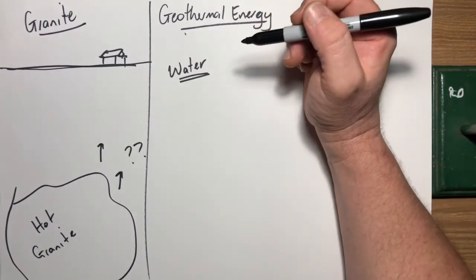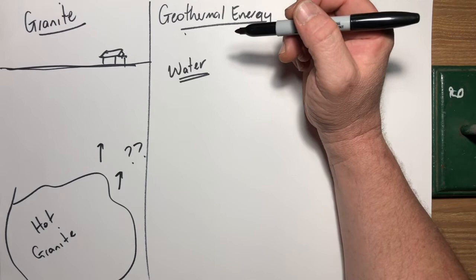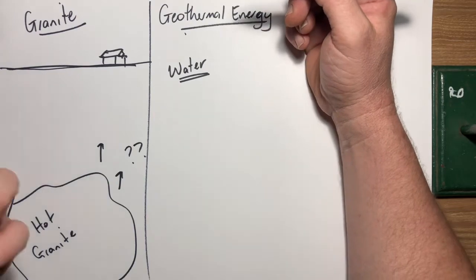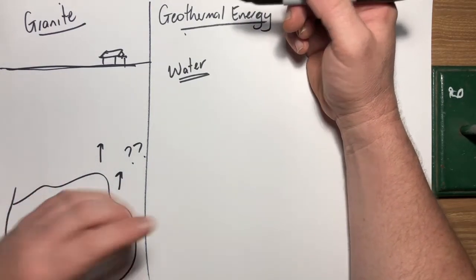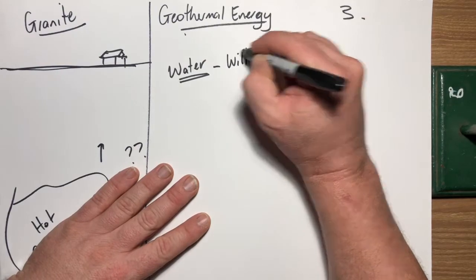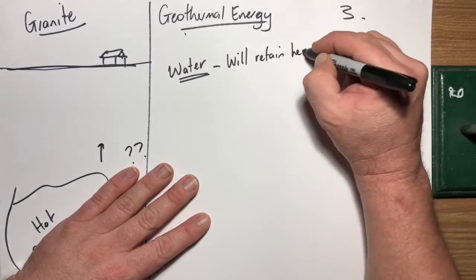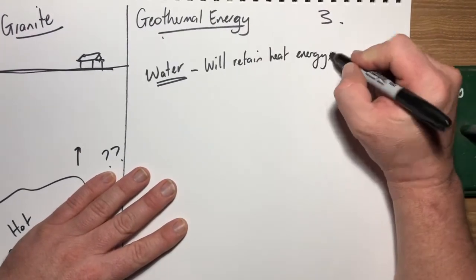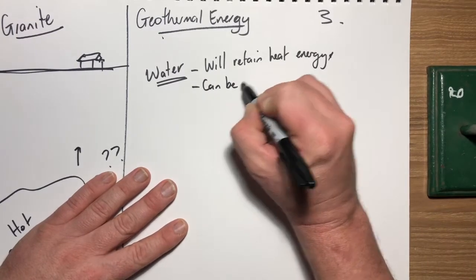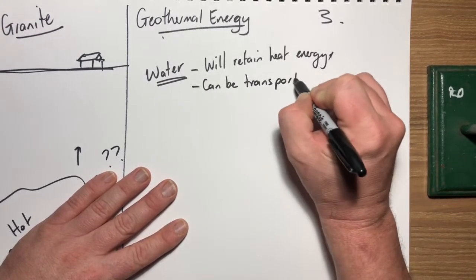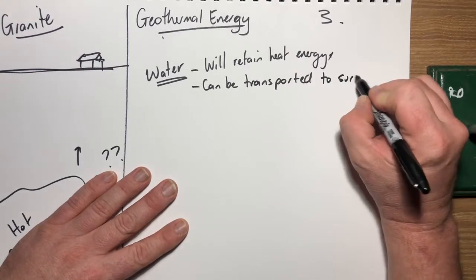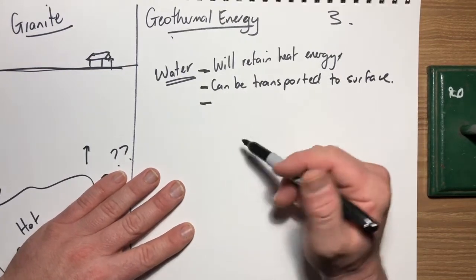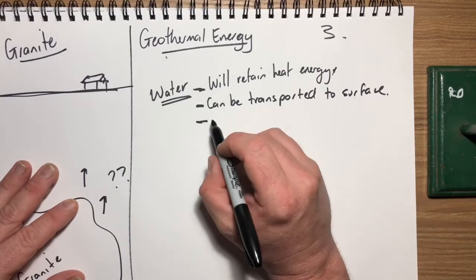Water is our mechanism for moving heat. This happens in nature a great deal with weather systems and climate systems, but water will retain heat energy for longer than air will. It also can be transported to the surface. And one other thing about water is that when it's brought to the surface, it's often so hot it will produce steam.